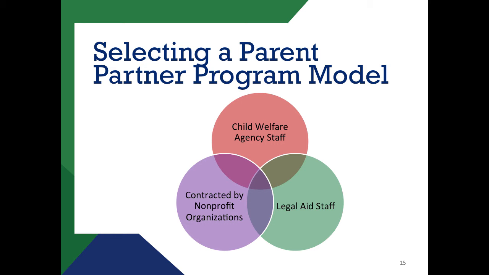As you can see by the 3 circles interconnected, we have child welfare agency staff, programs contracted by nonprofit organizations, and legal aid staff. Although all the parent-partner program models provide peer-to-peer support, they differ in who employs the parent partners and other characteristics. There are 3 program models that have been adopted in the field. I'm going to talk a little bit about some of the benefits of each of the programs and some of the challenges, and then some examples of a state that might have one of these program models.